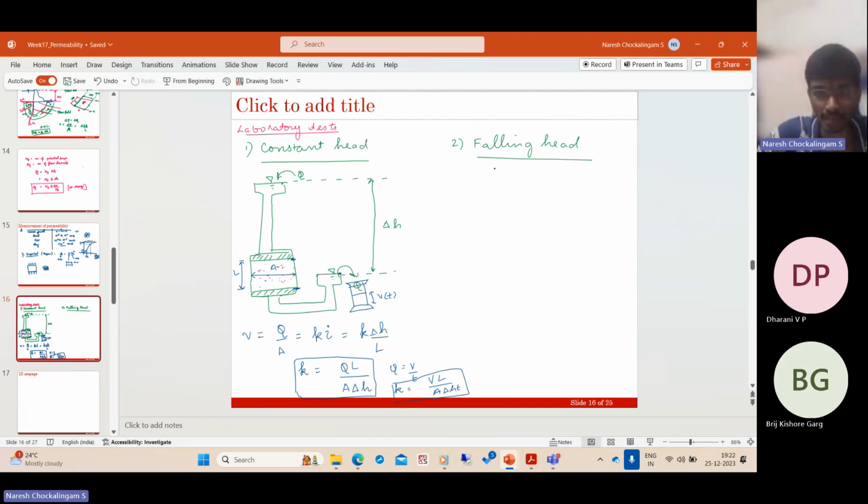So in the falling head permeability test, the time of observation is fixed, and then you allow the water level to drop. In the beginning of the test, suppose the head is here, and by the end of the test, suppose the head is here. So this is T equal to T1, this is T equal to T2. And then again, the rest of the setup is the same. It is connected to a soil sample.